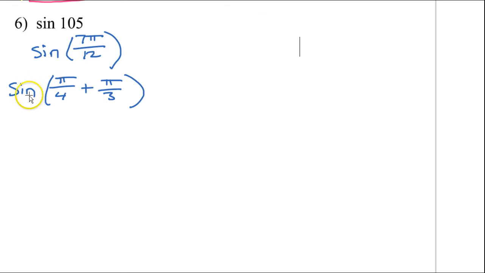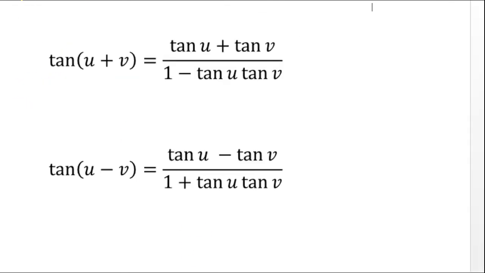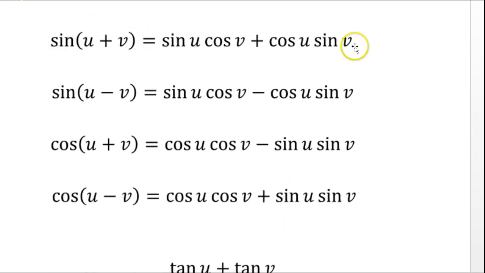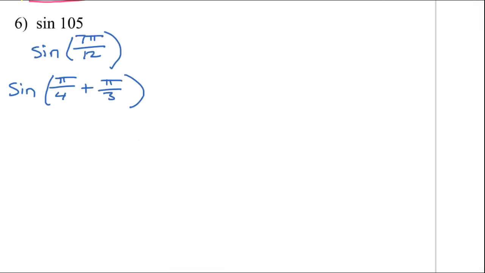Sine of something plus something. We're just using this formula right here at the top. Make sure you have it memorized. According to that formula that I just showed you, I should be able to rewrite this as the sine of pi over 4 cosine pi over 3 plus cosine pi over 4 sine pi over 3.